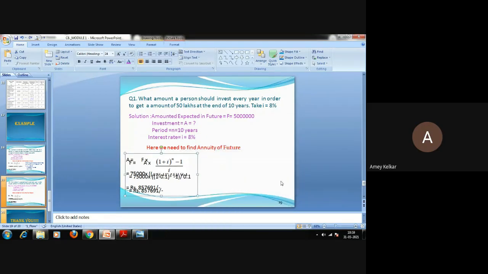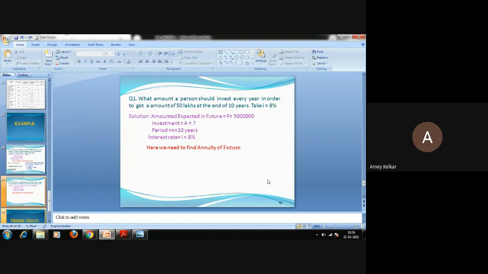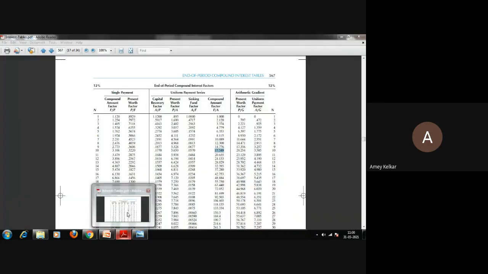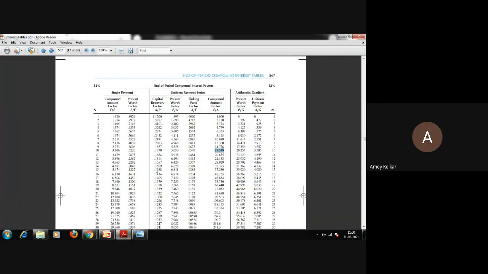I'll not do this exercise here. So now this amount again we can go and find from the table easily where we don't want to remember the formula. So which table I have to see? 8%, sir. Yeah, 8% on the table.